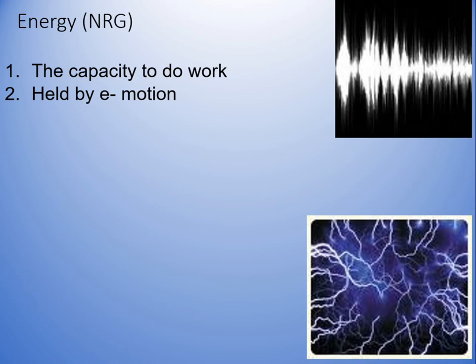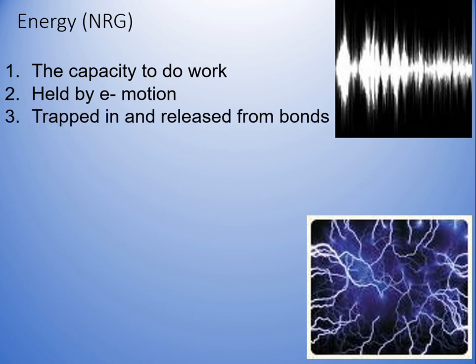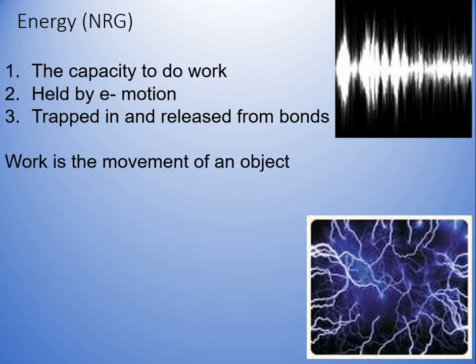Energy is held by an electron in motion around a nucleus. And for us, energy is trapped in and released from bonds. And you know that you release the energy from food and trap the energy in the bonds that you make growing your biological form. So work is the movement of an object, as defined in a physics class, really. And we can say that the movement of an electron is what allows us as biological organisms to do work.